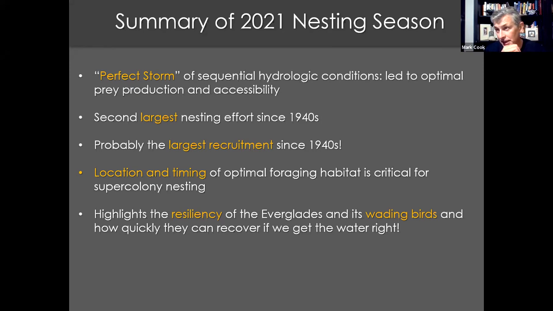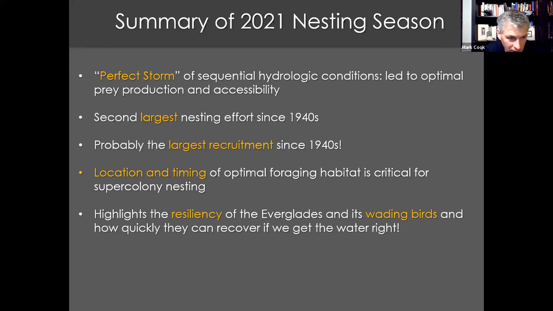What we really learned is that certain areas that really haven't been online since the 1930s and 40s, particularly the Marl Prairies and Southern Big Cypress that are typically too dry, are critical foraging habitat. They are the areas that are supporting these super colony events on the coast that we're desperately trying to recover. And so hydrating some of those areas is going to be really important in terms of Everglades restoration.